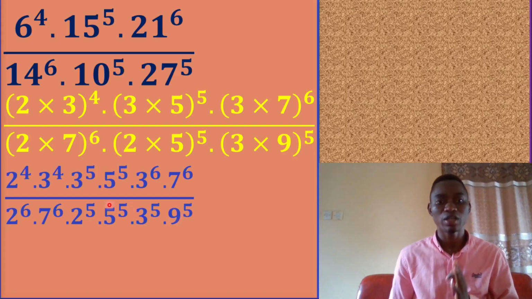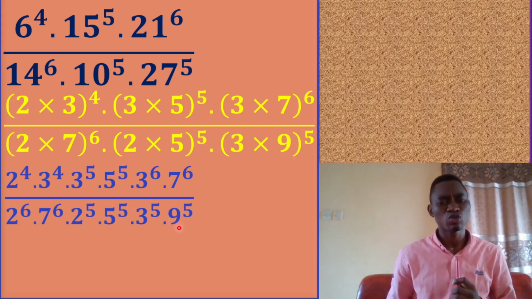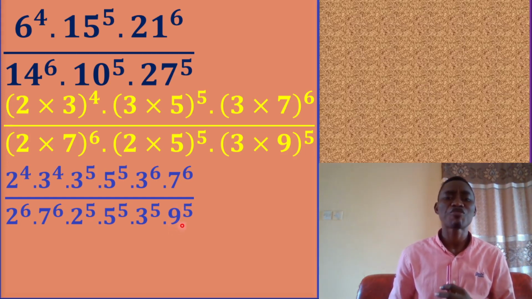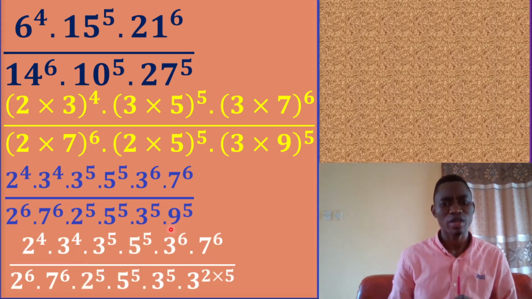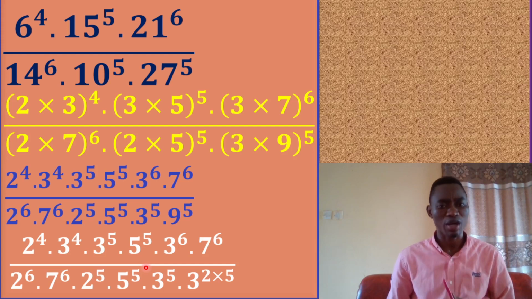It is very clear. The next thing we have to do here is to express 9 as 3 squared so that we can have more common bases. So instead of having 9 power 5, we can have 3 power 2 times 5. That means we have power 10 here. Okay, guys, let's look at what we have.